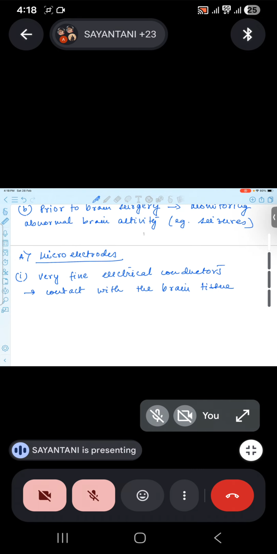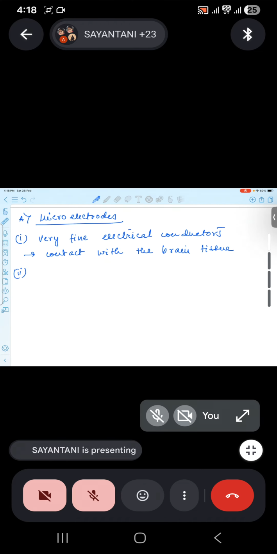Now, what is the material of these microelectrodes used? Generally, they are made up of tungsten, or they are made up of platinum iridium alloy. Okay, so it's an alloy of platinum. And what is the diameter of these electrodes? It's very small. The diameter usually is 1 micrometer.